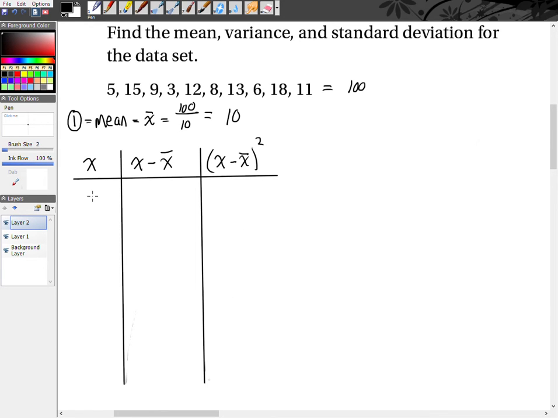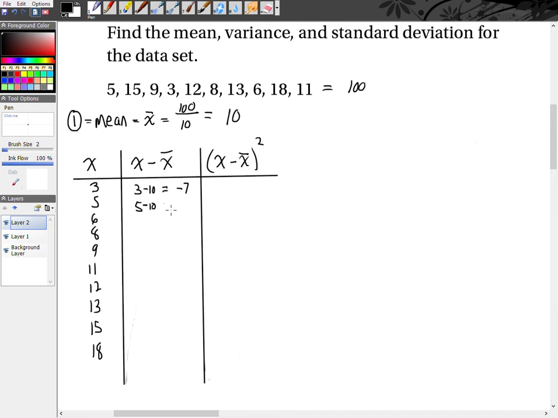Okay? So my numbers in this data set in order from least to greatest are 3, 5, 6, 8, 9, 11, 12, 13, 15, and 18. Should always count to make sure you're not missing any numbers. 1, 2, 3, 4, 5, 6, 7, 8, 9, 10. Okay, not missing any numbers. In this second column, I'm now going to take each one of these numbers and subtract the mean, 10, from it. So we've got 3 minus 10, and that equals negative 7.